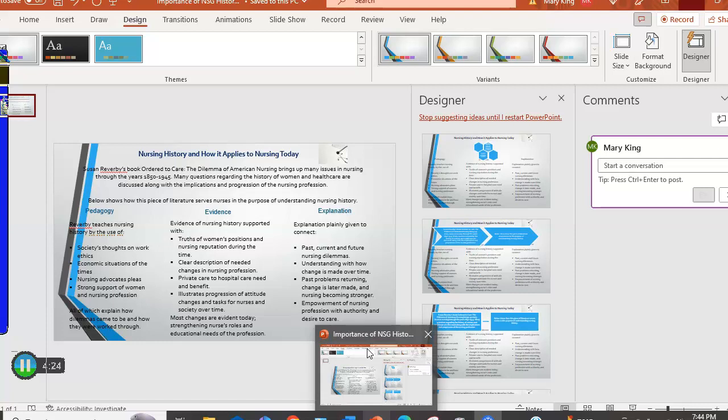Then we look into explanation in history, and we see how past and current and future nursing dilemmas all connect and work together, understanding how change is made over time. We definitely saw a lot of viewpoints of the nurses changing by reading this book. It was almost comical at times to hear how the nurses were really resisting change. We just see that we need to change today as nurses.